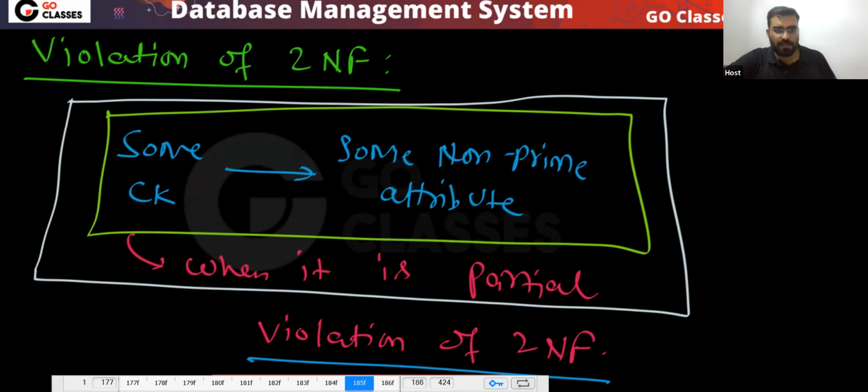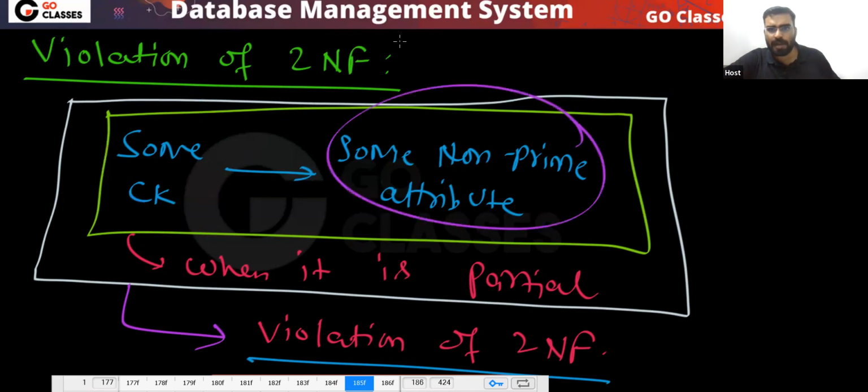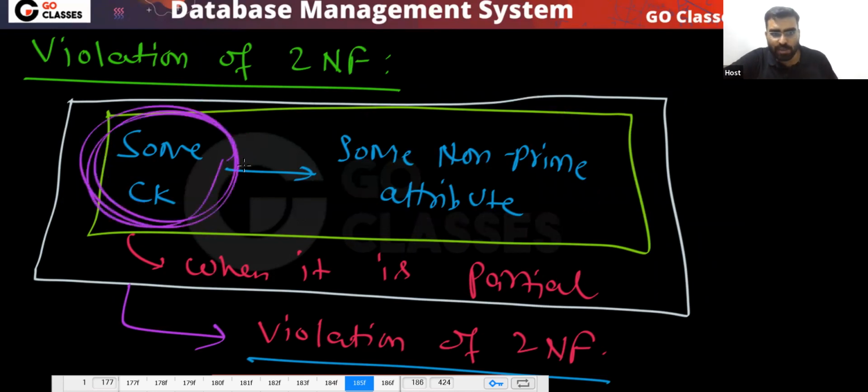Tell me, when will it be partial? It will be partial when some subset of it determines a non-prime attribute. Remember the definition of partial. Do you remember the definition of partial?